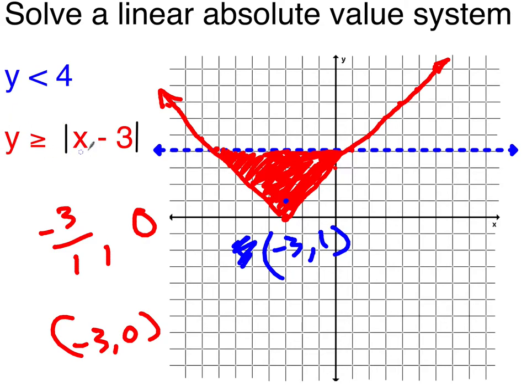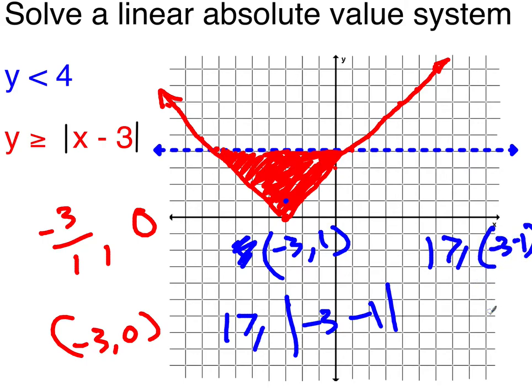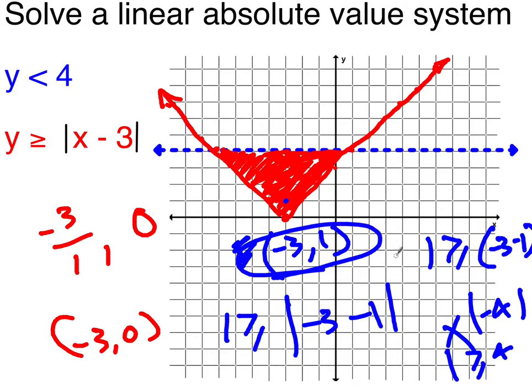Is it above this? Well, let's plug it in and see. Plug in 1 for y and negative 3 for x. Negative 3 minus 1. Is 1 greater than or equal to this? 1 is greater than or equal to negative 3 minus 1, which is going to be negative 4. The absolute value of that is 4. Is 1 greater than or equal to 4? No, it's not. So that means this is not a solution, so that means we have shaded the wrong solution.